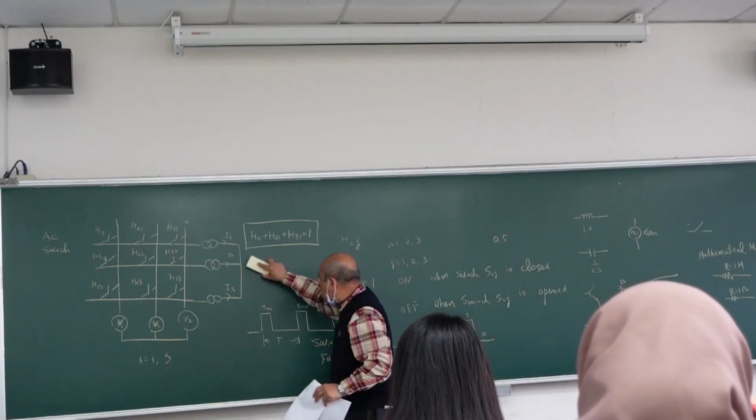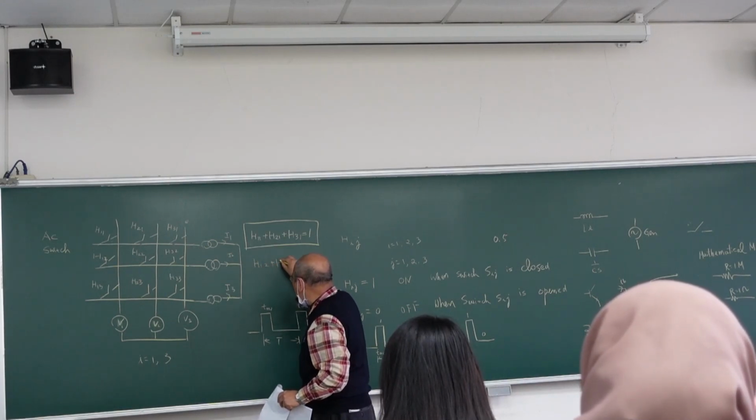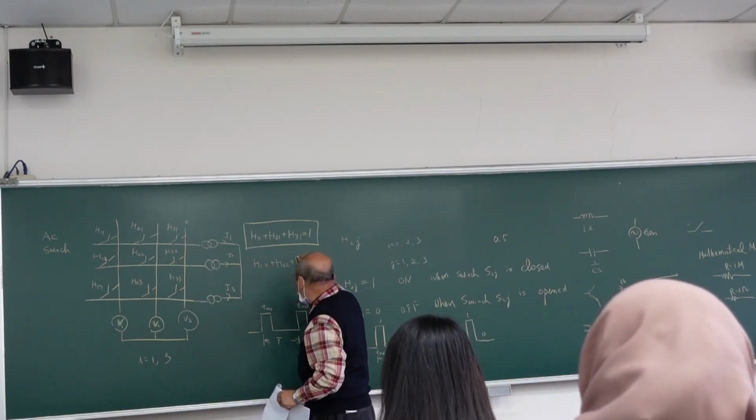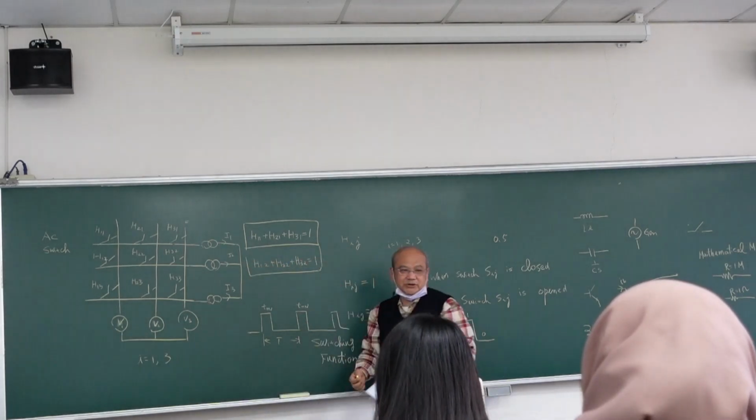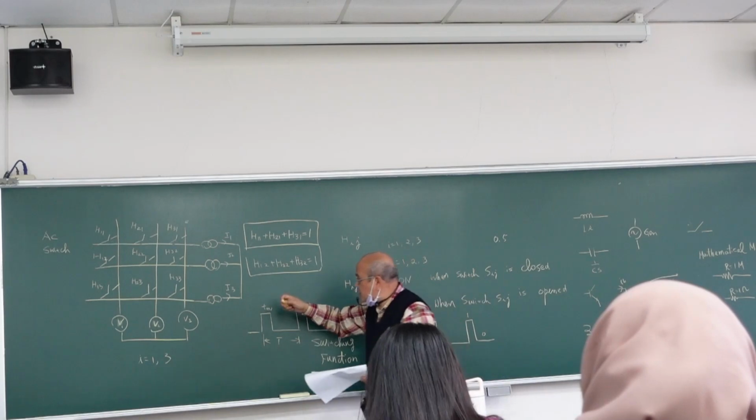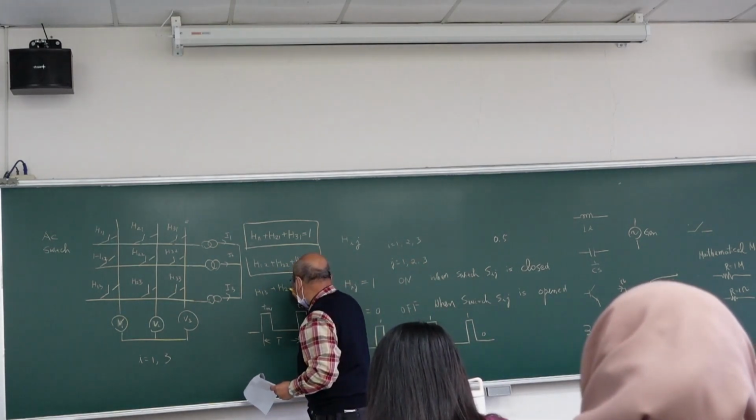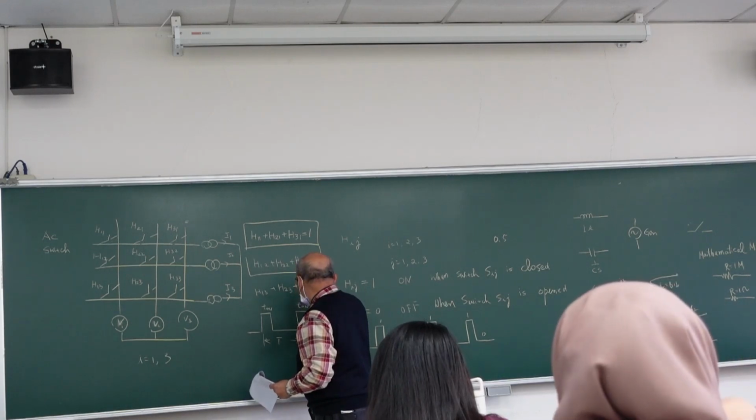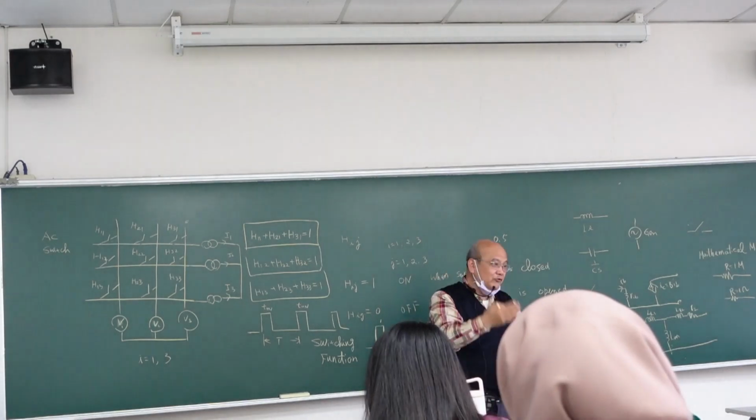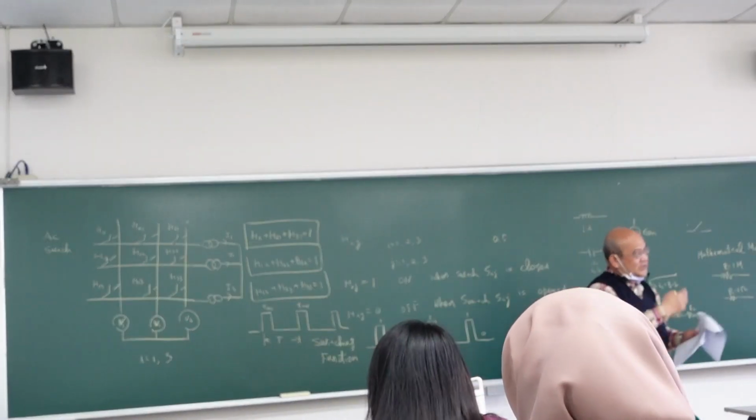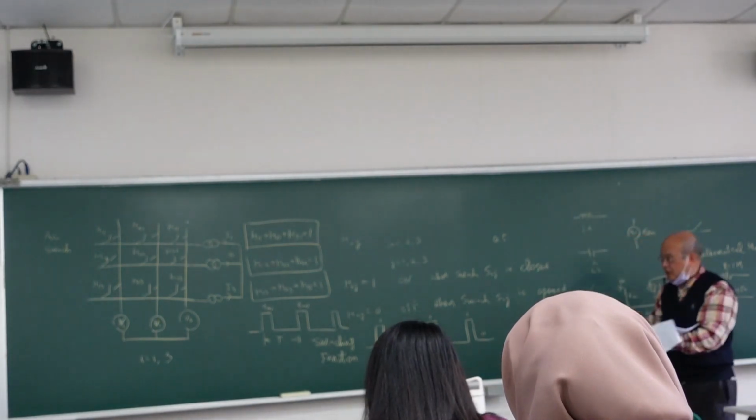Then how about this one? This one you can say H12, H22, H32 equal to 1. So very easy, right? How about this one? H13, H23, H33 equal to 1. So now we can use the switching function to describe a sentence. And it is very clear and very simple.